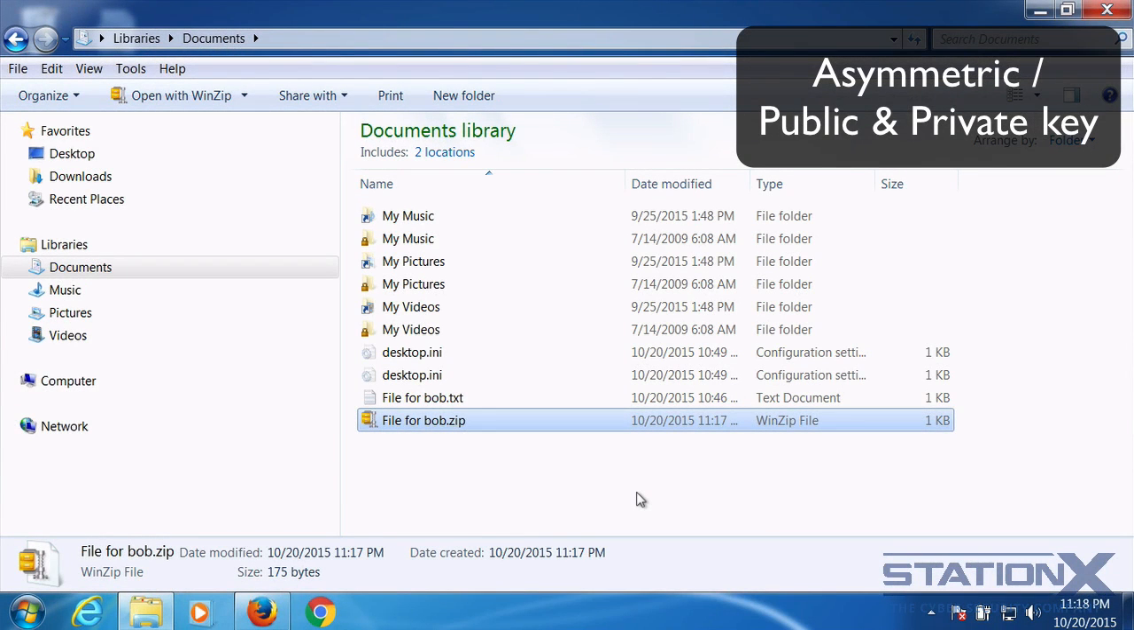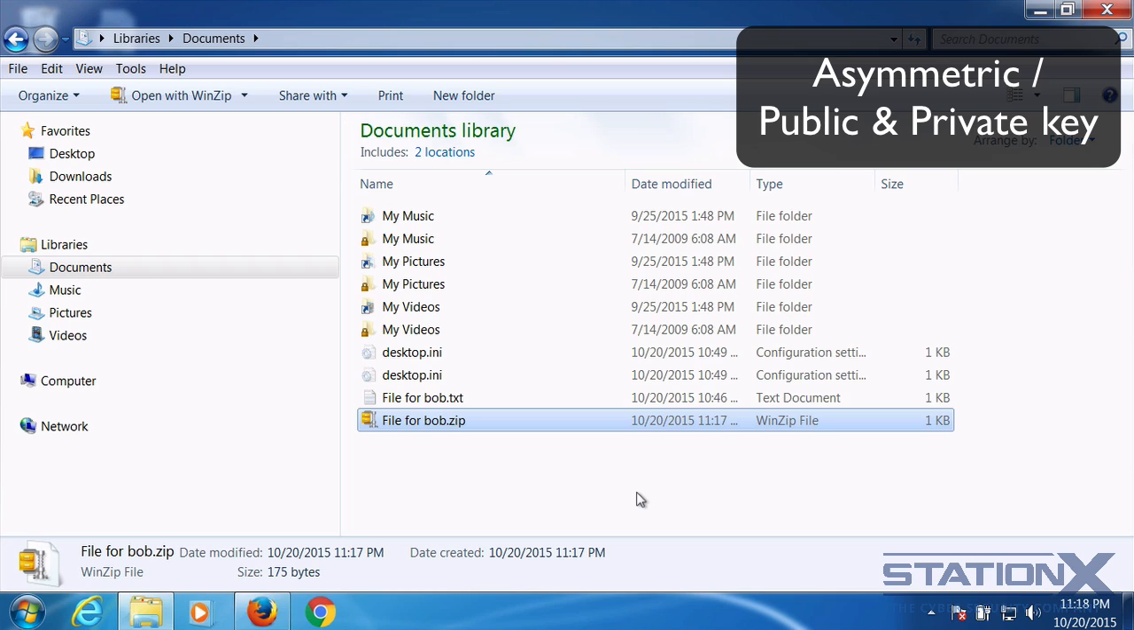So we have our file here for Bob that's been encrypted with AES and a strong password, but how do we get that password to Bob so that he can decrypt it? It's not much good sending the password with the email, so we could send it via another method. We could send it via an out-of-band method by maybe calling him or sending him a text message, but that's just not scalable at all.